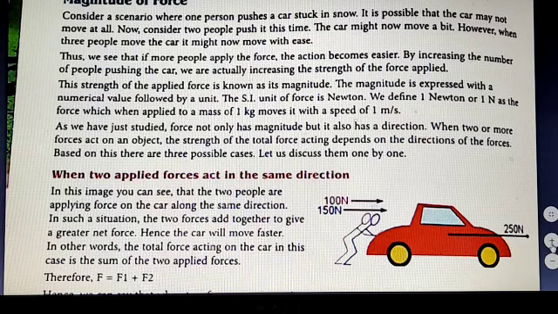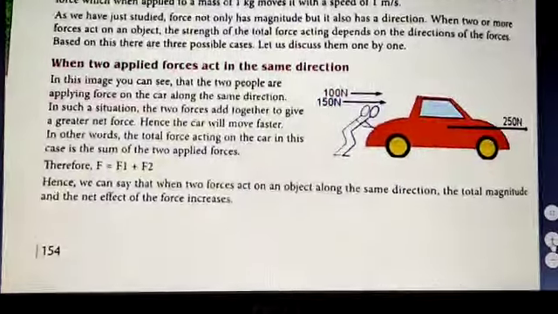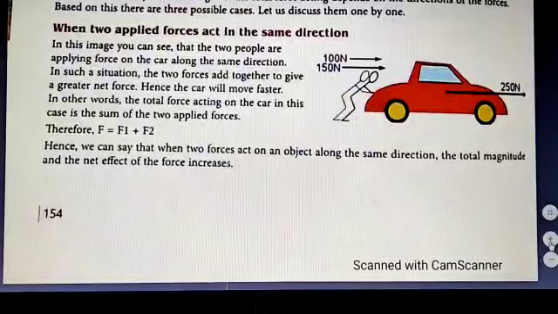Now, in the previous class, I had told you the SI unit of force is Newton, and we define Newton as the force which is applied to a mass of 1 kg to move it with a speed of 1 meter per second. Now, you can see in your book, an example is given when two forces act in the same direction.